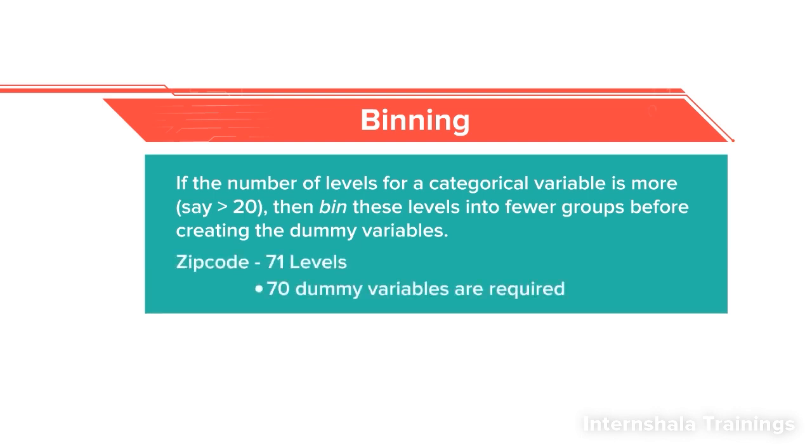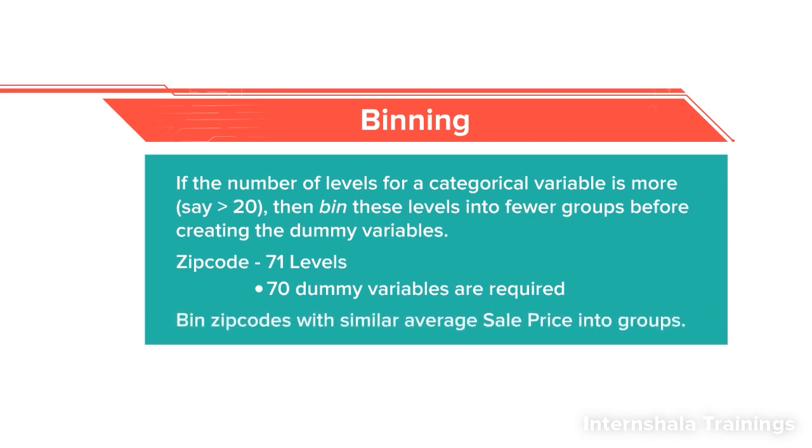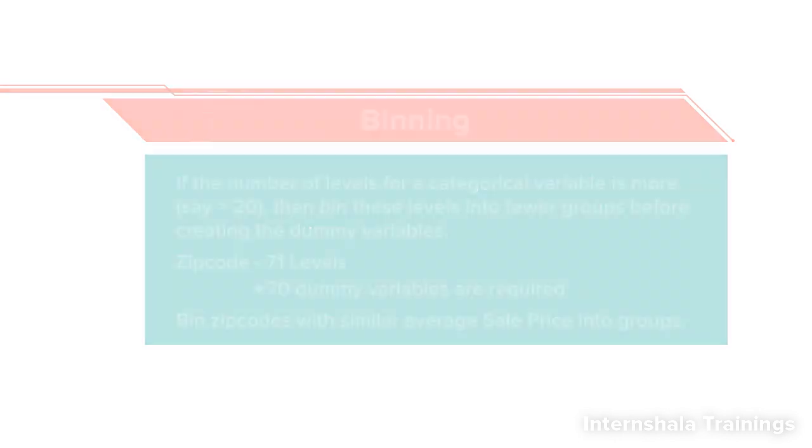For example, the variable zip code has 71 levels, which would mean 70 dummy variables would be required. We can bin zip codes with similar average sale price into groups. Say, create 10 bins and categorize the zip codes based on the average sale price.